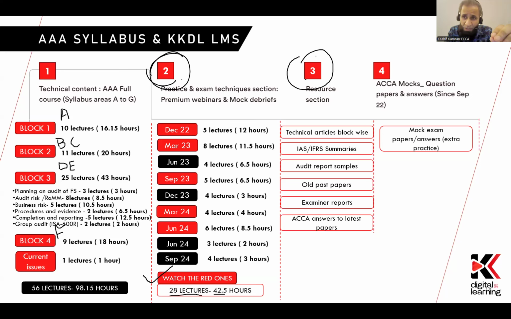The summaries of the accounting standards, which you need for block 3, are also given in the resource section. Samples of the audit report, which you need for block 3 when you're doing the reporting stage, are given in the resource section. Old past papers, the ones which are not available on the ACCA practice platform. You know, the ACCA practice platform has papers from 21, 22, 23, 24. So if you want to do papers older than 21, which are important, which I have recommended, where will you find those old papers? They're not on the ACCA practice platform. You will find them in the old past paper section in the resource area.